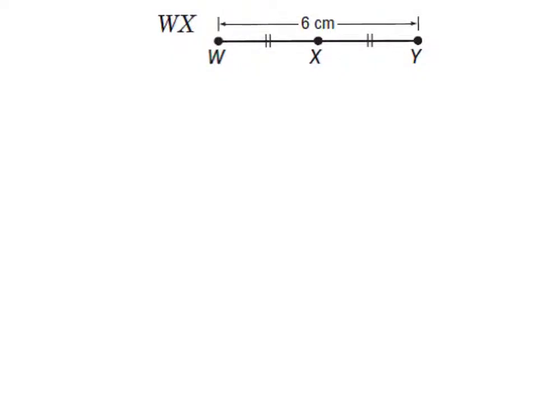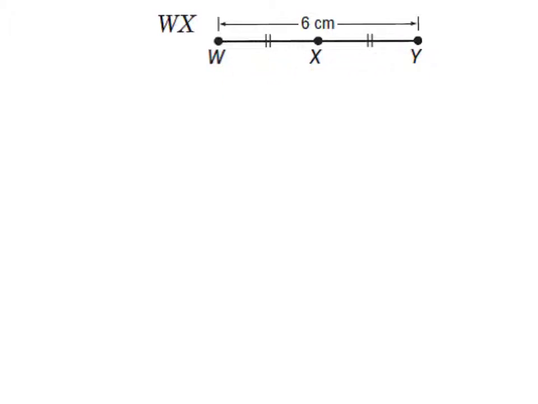This is a fairly simple example of congruent segments. The question here is find WX. That's the length from W to X. That's part of a whole segment from W to Y.